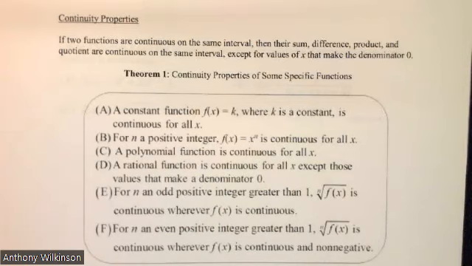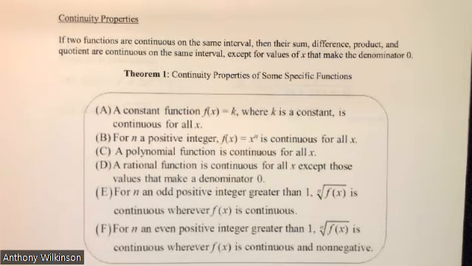Part C, a polynomial function is continuous for all x. That's because any x value that you assign to it, you will always get an f of x value for it. You're never going to get a 0 in the denominator. In fact, in a polynomial function, you won't have an x in the denominator. Part D, a rational function is continuous for all x, except those values that make the denominator 0. Just keep in mind, the rational function does have a variable in the denominator.